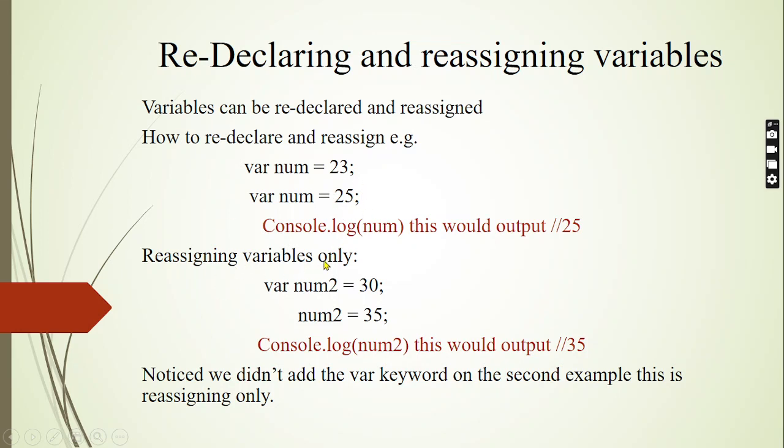Okay, what is going to indicate is no longer 24, what? 25. So reassigning variables. So you notice the difference between this one and this one is that we didn't add the var keyword to the second one. Okay, here we didn't add the var keyword, so we say var num equals what? 30, and num2. Okay, var num2 equals what? 30, num2 equals what? 35. So this will still output what? 35. Okay, instead of what? 30.